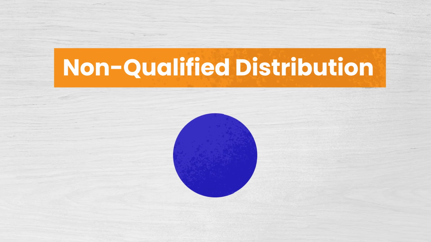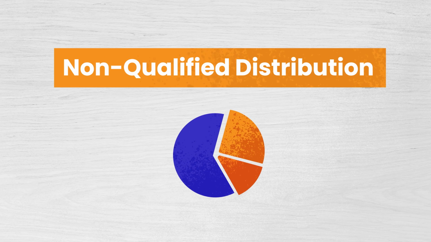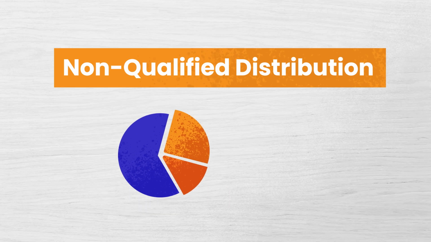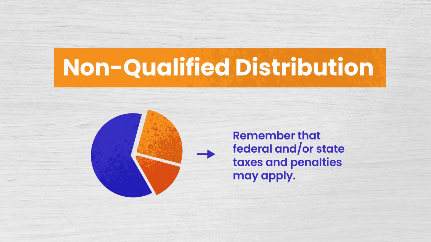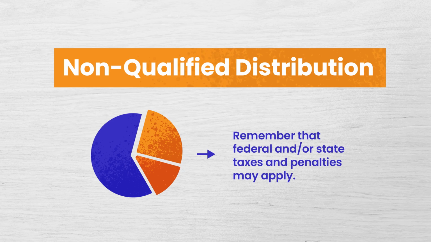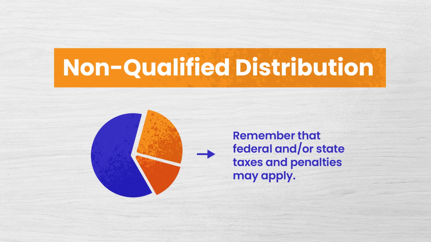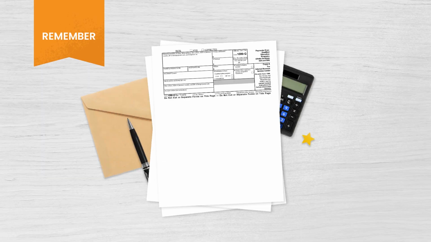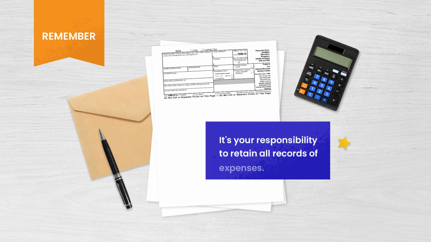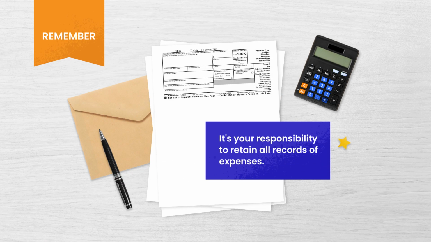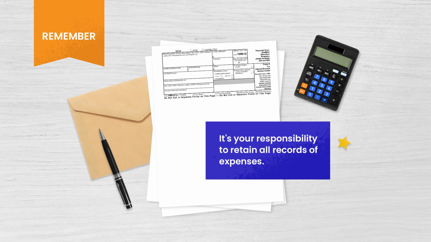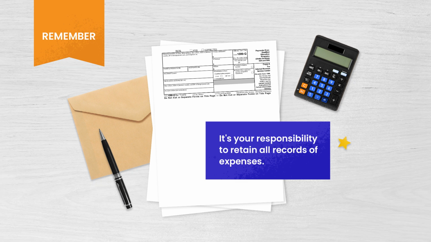If you do decide to take a non-qualified distribution of all or part of your account assets, keep in mind that federal and/or state taxes and penalties may apply. Talk to your tax professional for details. And remember, we'll send you or your beneficiary a 1099-Q showing your distributions for tax purposes, but it's your responsibility to retain all records of expenses.